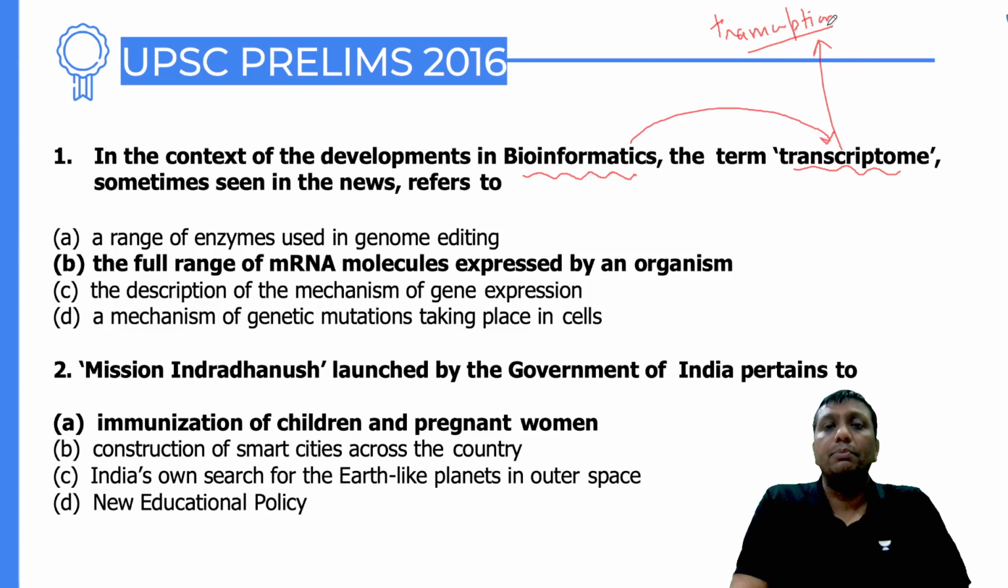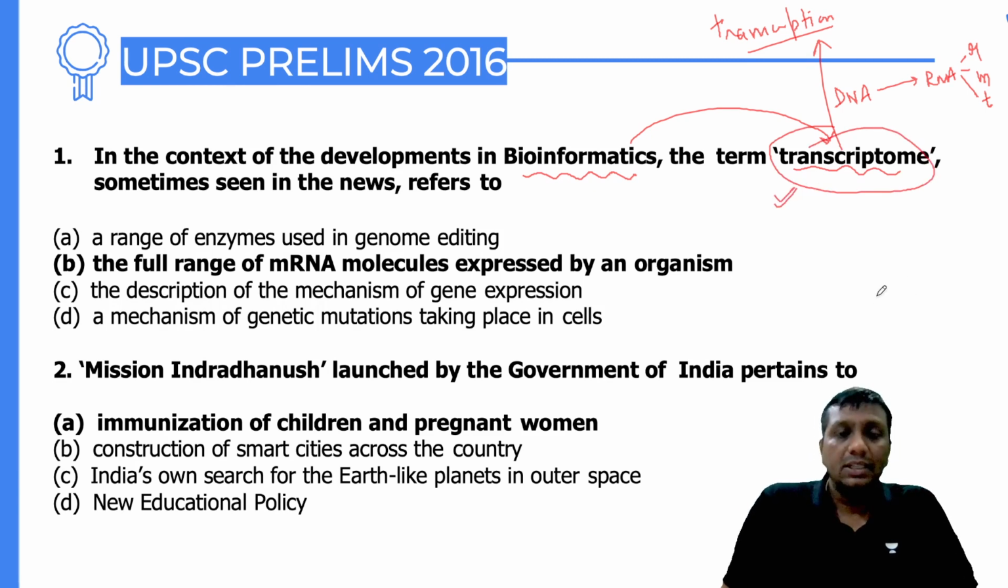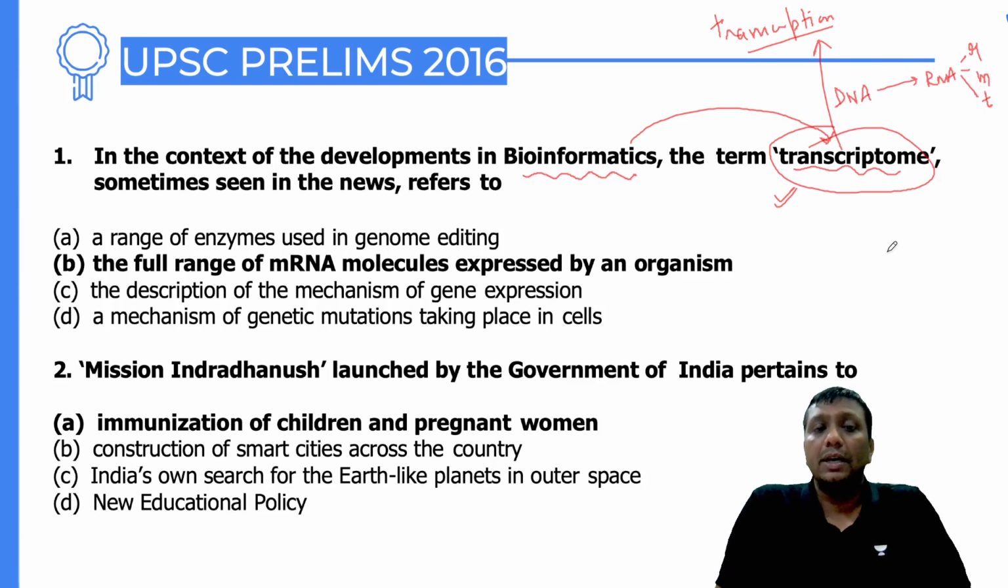Actually, transcription and post-transcription are the processes where DNA is used for the formation of RNA. And RNA has different types: ribosomal RNA, messenger RNA, and transfer RNA. So the transcriptome is the information of all the genomic sequences or genetic information that is responsible for this type of synthesis from DNA to RNA.